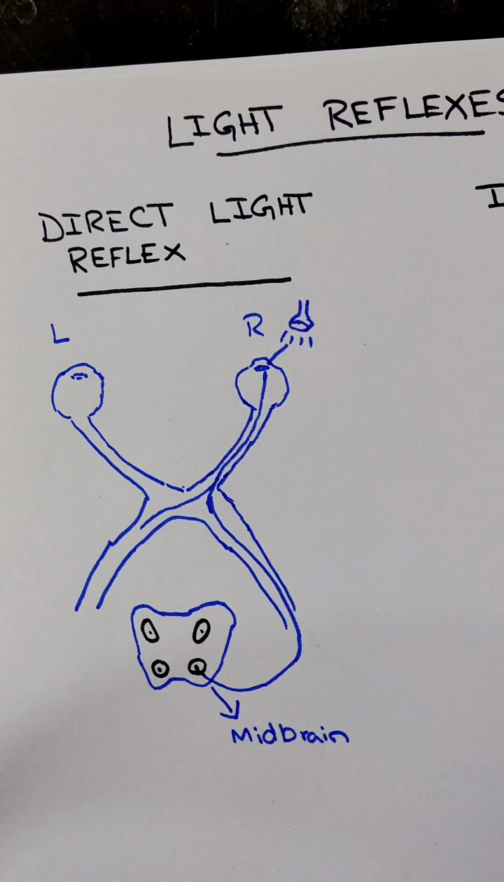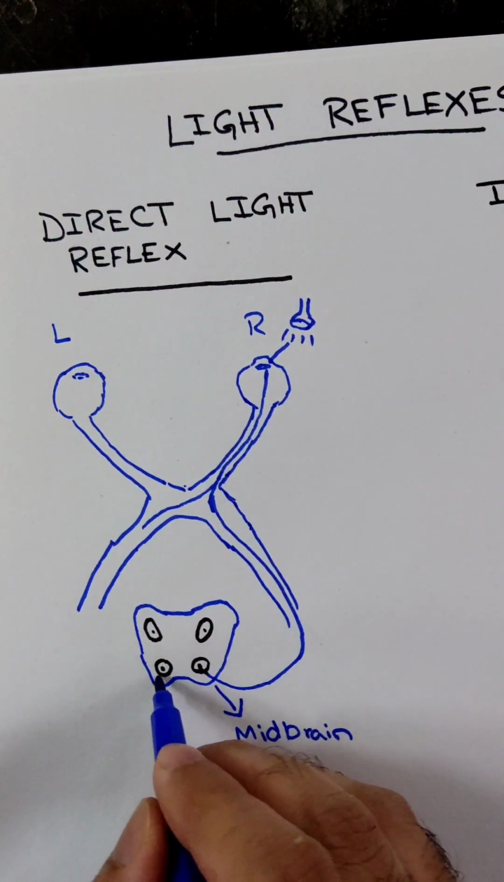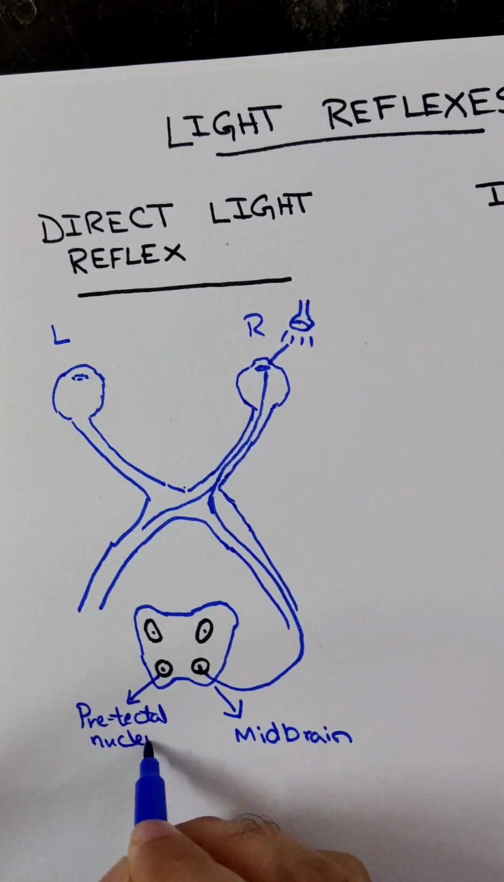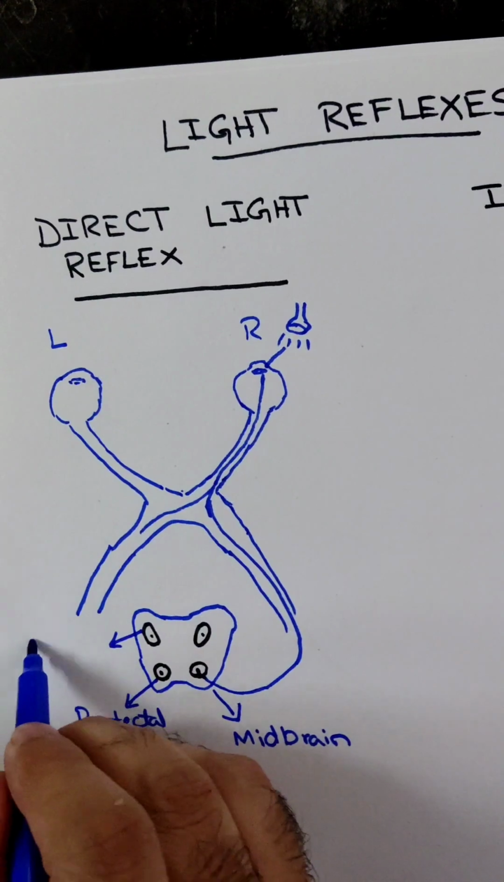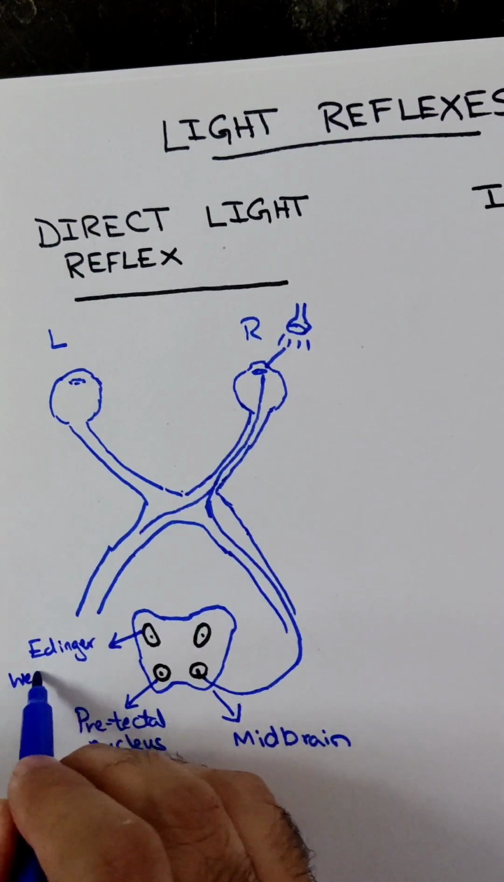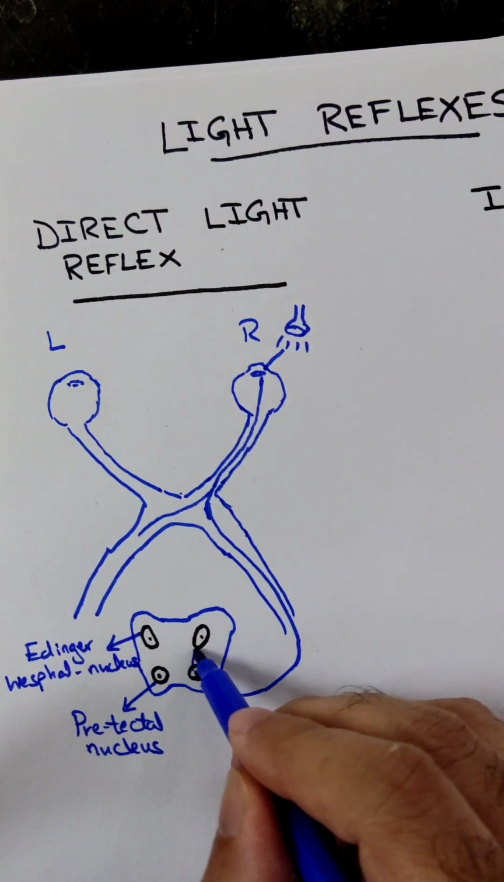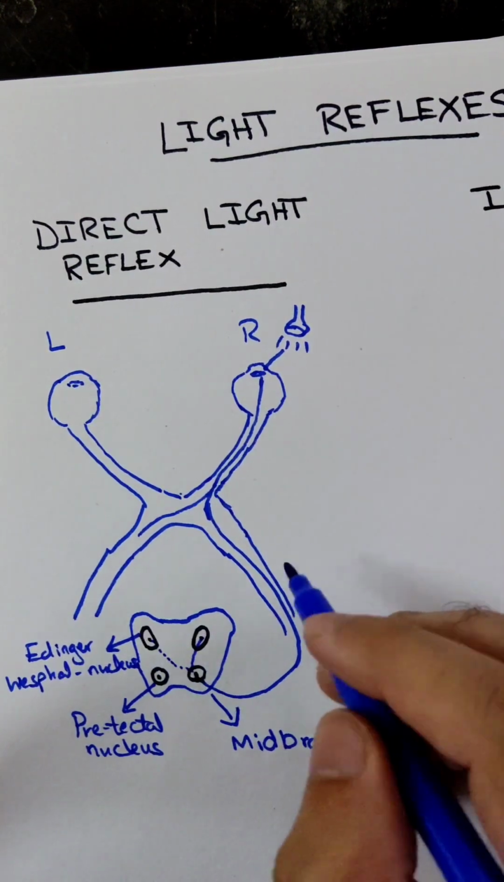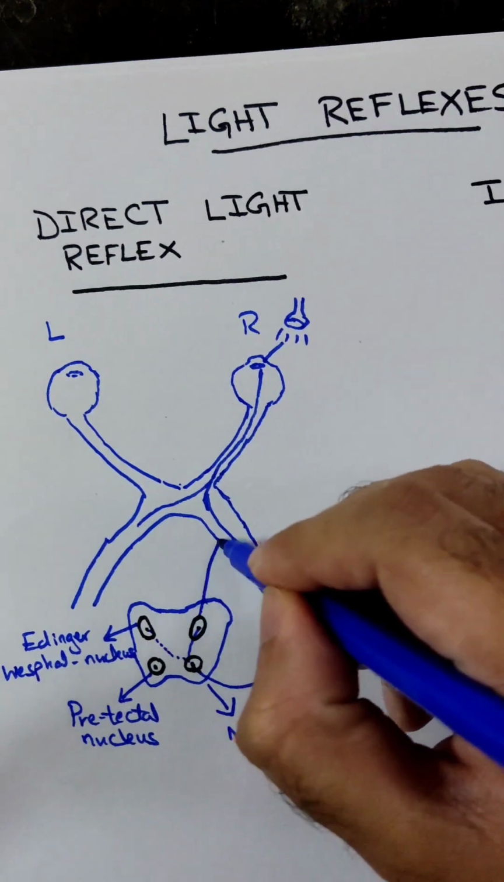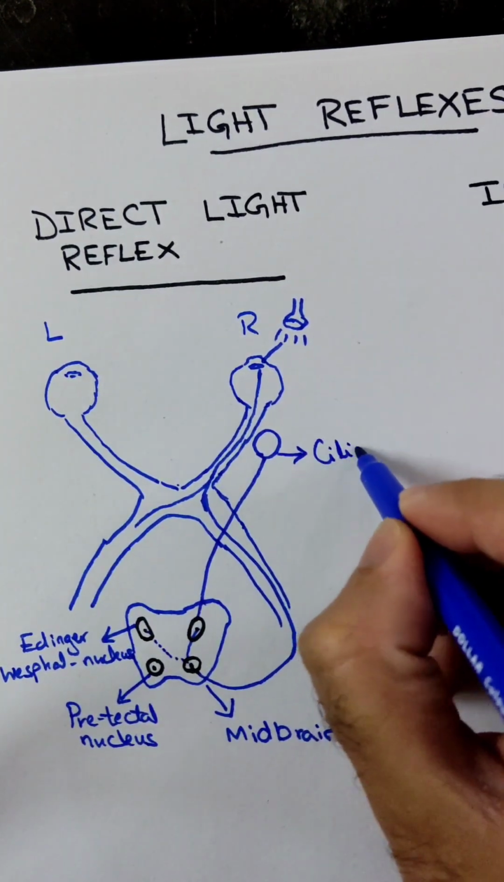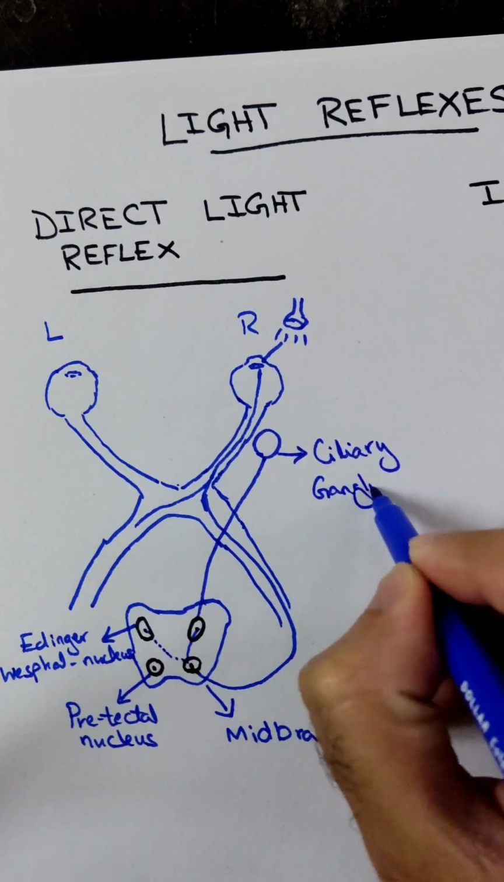So from there it will go on the same side through the optic tract. It will enter the optic tract, then it will go to the midbrain. In the midbrain there are the pretectal nucleus and the Edinger-Westphal nucleus. Now after innervating the pretectal nucleus, this will innervate both the Edinger-Westphal nuclei, and this is the reason for the indirect light reflex, because the other nucleus is innervated as well. So let's discuss this in the indirect pathway. Let's stay on the direct light reflex till now.